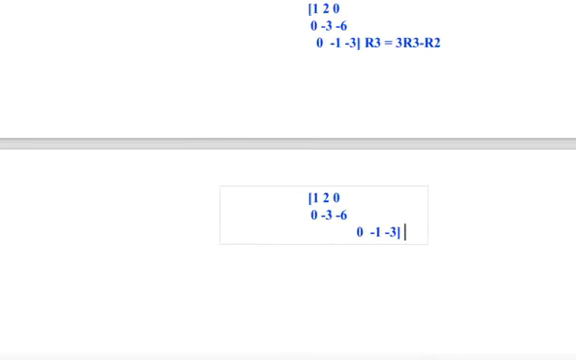3R3 minus R2. This becomes 0 as we anticipated. 3R3 means minus 3, minus 9. Minus 9 plus 6 plus 3. Fair enough. So the elements below the main diagonal are all 0. So this is the required row echelon form.